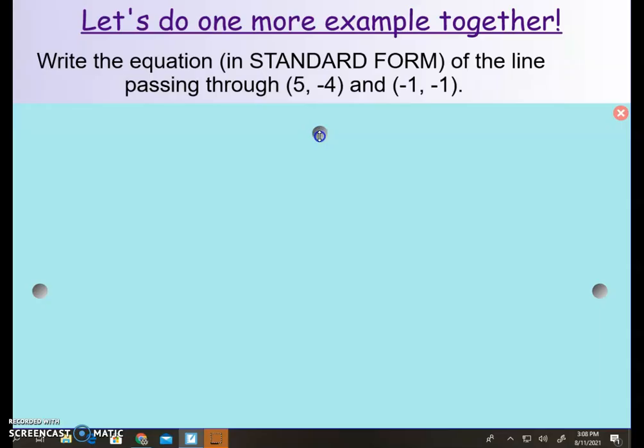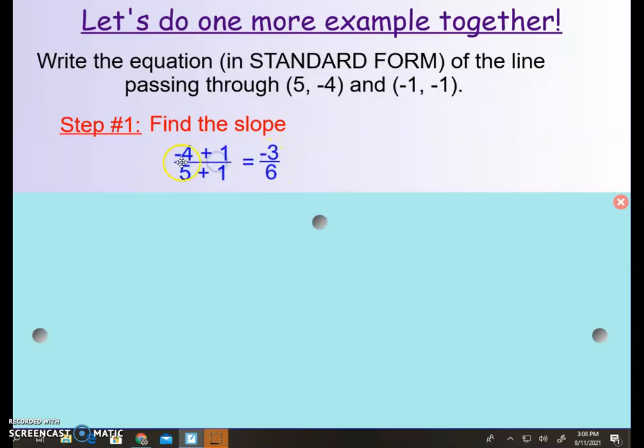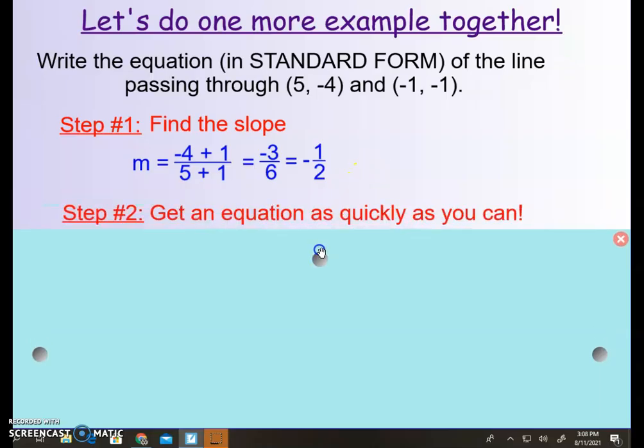Try it. So first thing, find the slope. I hope you did that. I hope you found the slope. Where is it? There it is. I hope you found the slope to end up being -1/2. So once you've got the slope as -1/2, now get an equation as quickly as you can. Again, you're not going to go directly to standard form. That's too hard. Just get an equation that works.